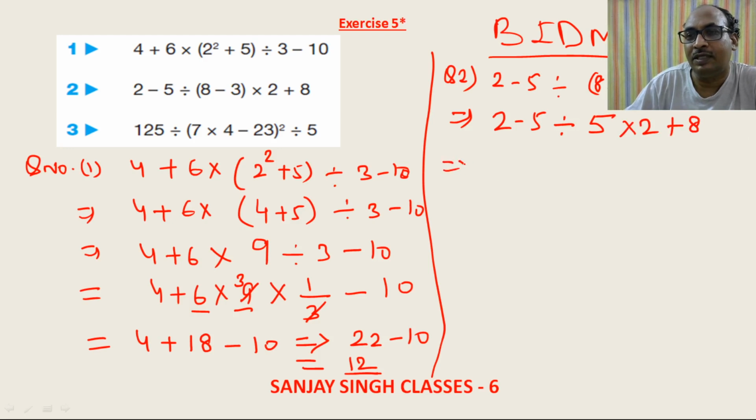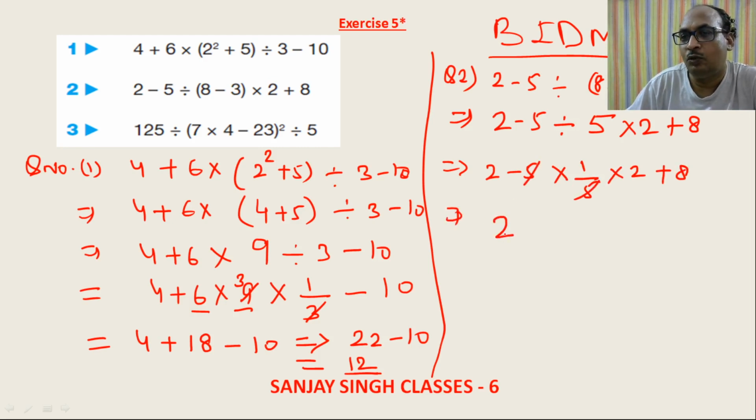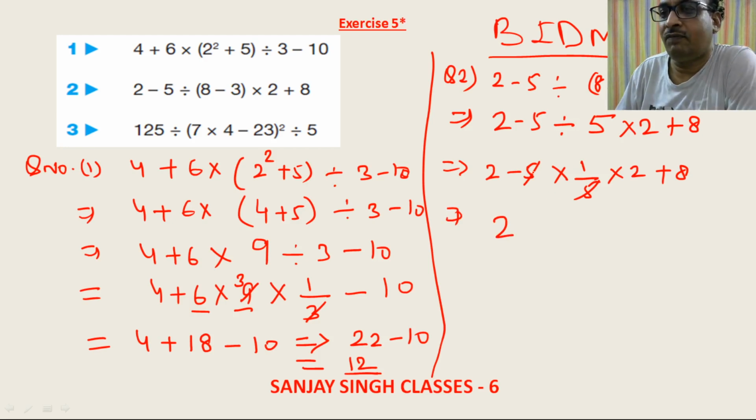Then again further, 2 minus 5, this will become into, and 5 will become 1 by 5, into 2 plus 8. So this 5 and 5 will get cancelled. Now left with 2, and here 5 has got cancelled, 1 into 2. So 2 minus 2 plus 8. This 2 and 2 will get cancelled, and our answer will become 8.